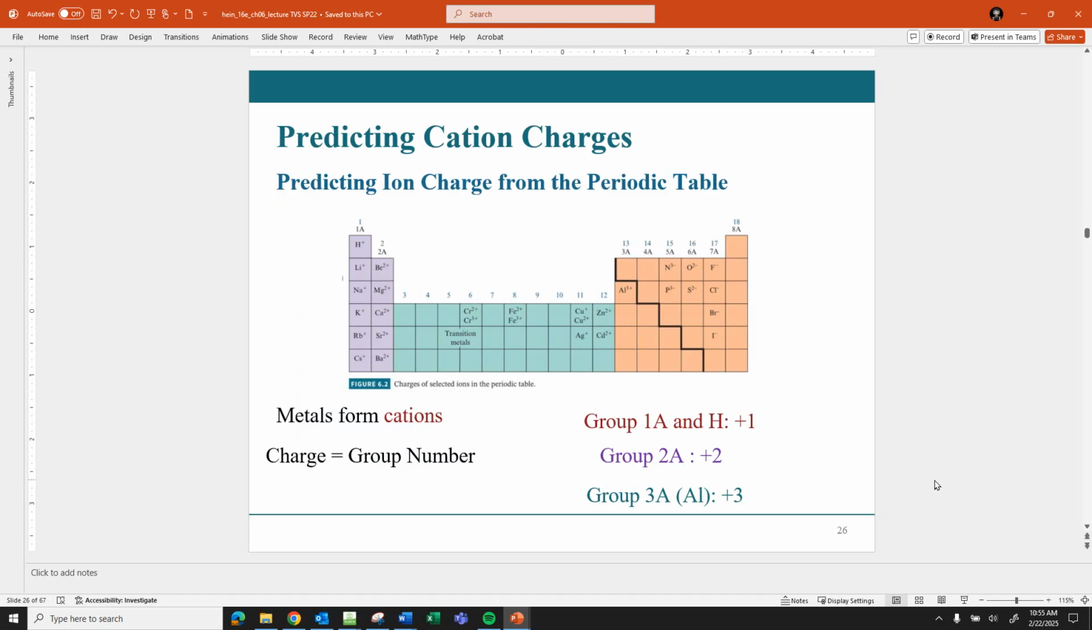Now, this is close to the ion chart you're going to get. Notice how your ion chart will give you some of the transition metals. On your test, you will get an ion chart, and if I add any other transition metal on there, I will add it to the ion chart and give you that one. But you don't have to memorize the charges. But you do need this to do your homework.